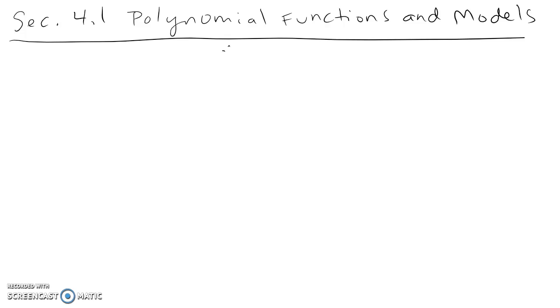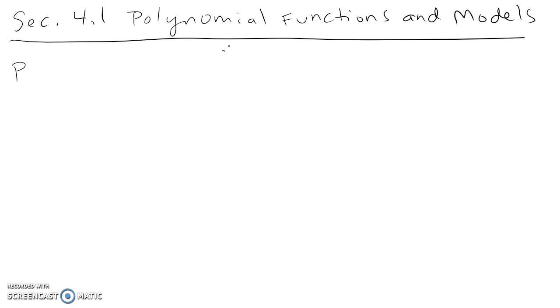Hi, we're going to talk about chapter 4 now, moving into looking at polynomial functions as well as rational functions. We're going to do section 4.1, polynomial functions and models. After that, we'll skip to 4.5 and then 4.6, so we can talk all about polynomials. Then we'll come back to 4.2, 4.3, 4.4, where we can talk about rational functions also.